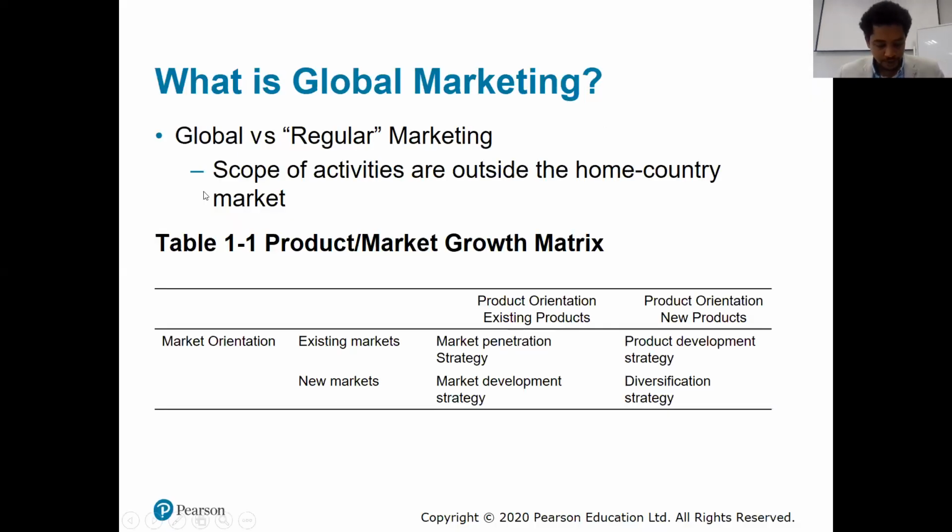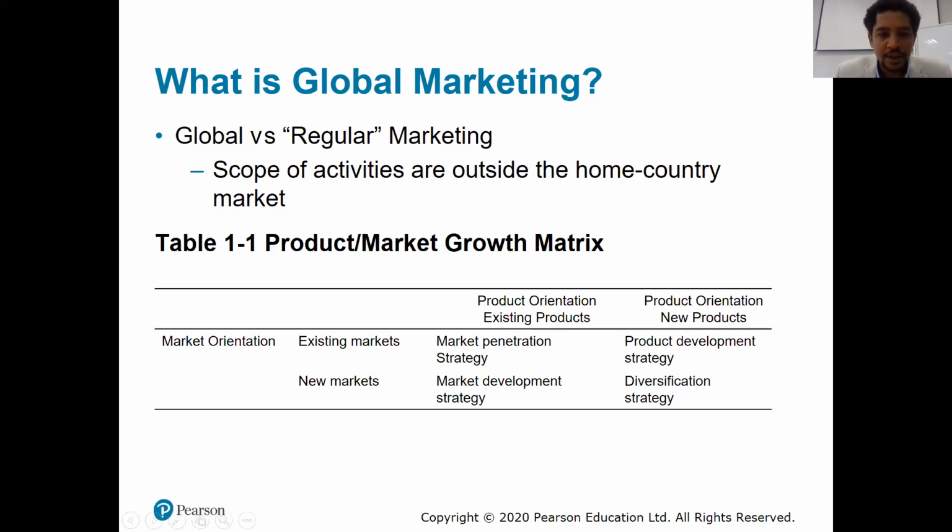Okay, so let's continue. So that is about our product market growth matrix. And as I've said, this is how growth strategy is developed in global marketing. So this is how businesses grow, and this is the strategy that they use to grow.